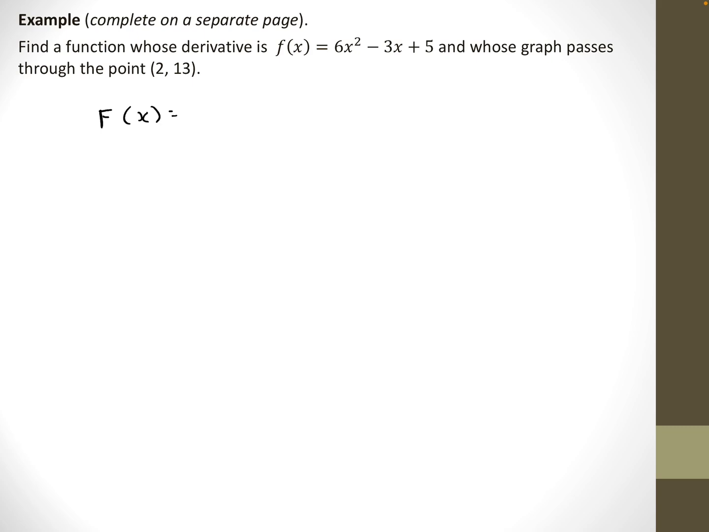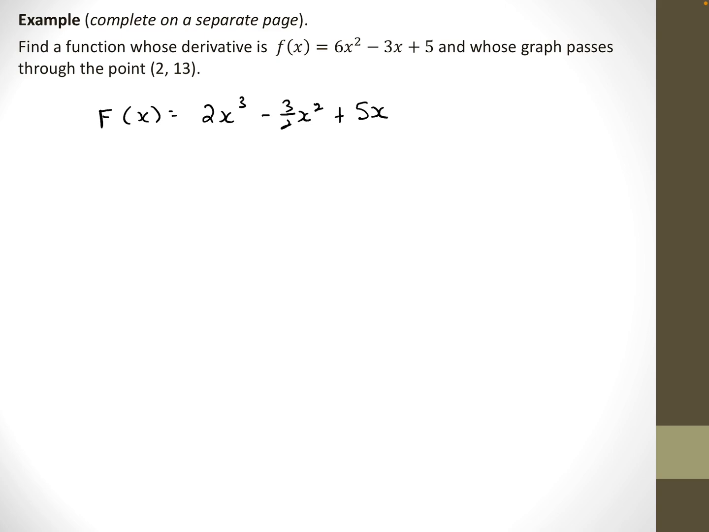Okay, if we want to come up with 6x squared, then we're going to need something cubed to get back to that derivative. So maybe like a 2x cubed, that derivative would be 6x squared. And then if we want the derivative to be 3x, then I guess we'll need like 3 halves x squared, just sort of playing with the coefficients there. And then if we want a derivative of 5, we'll need a last term of 5x.